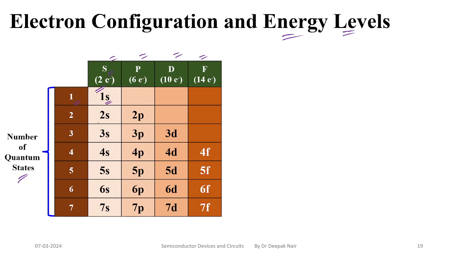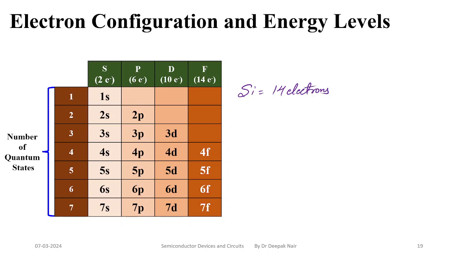In each S, we can have a maximum of 2 electrons. Similarly, in P, we can have a maximum of 6 electrons. In D, a maximum of 10 electrons. And in F, a maximum of 14 electrons. Let us take an example and understand this concept a bit more. For example, silicon has 14 electrons.